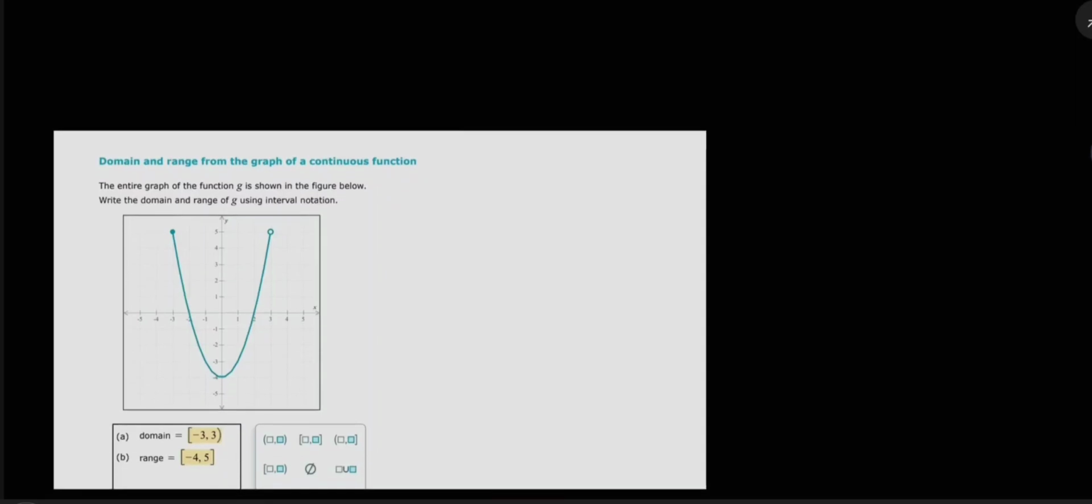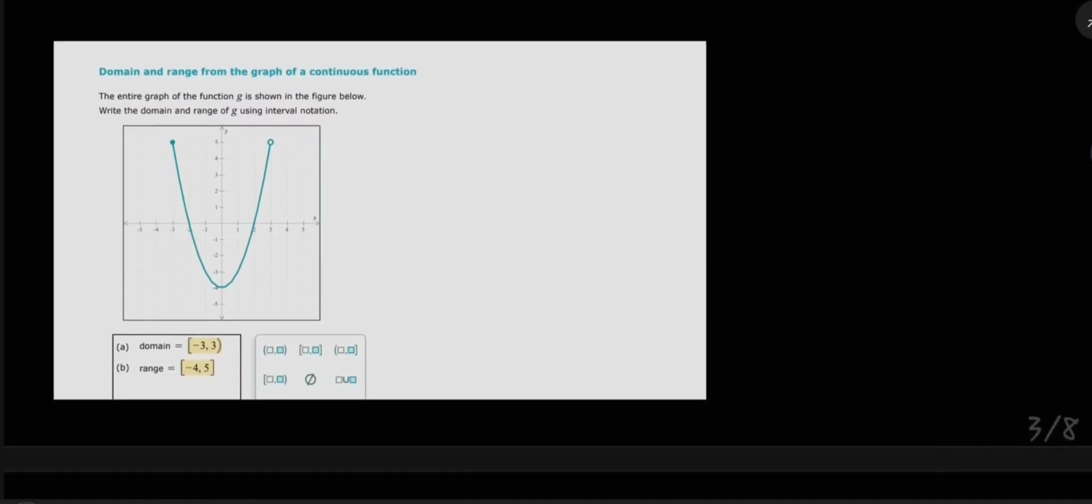We used this as an example the last time, where the domain is the interval of the x-axis of the given function. So on the x-axis, if you can see my cursor, this goes from -3, with -3 being inclusive, to 3 with 3 not being inclusive. And our range goes from -4, which is the lowest point of our graph, to 5, which is the highest point of our graph.